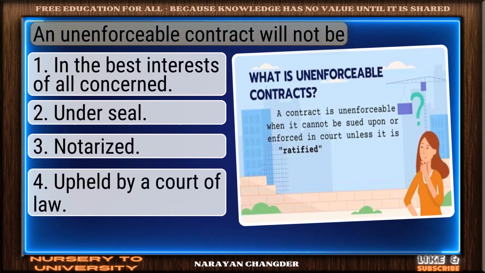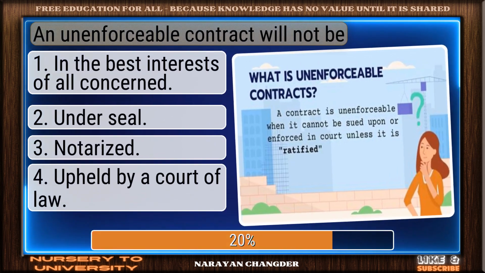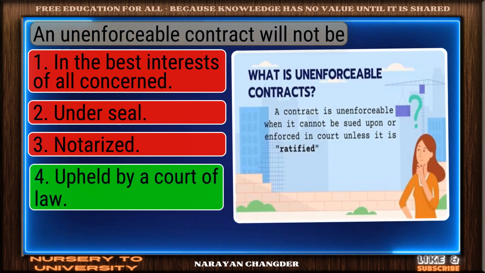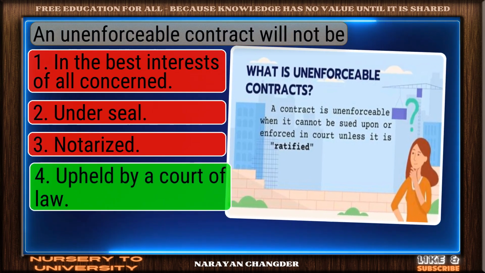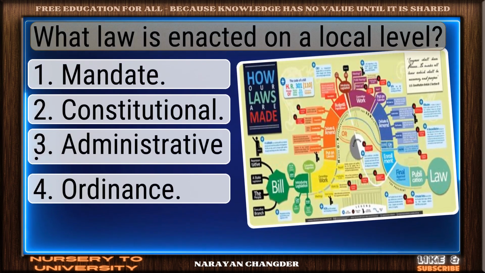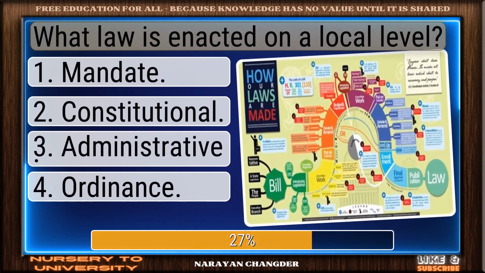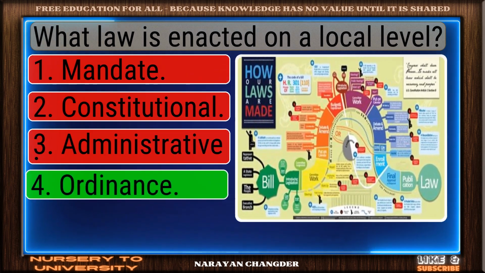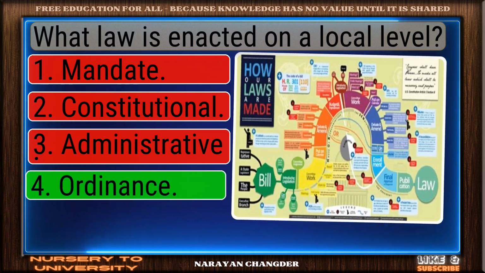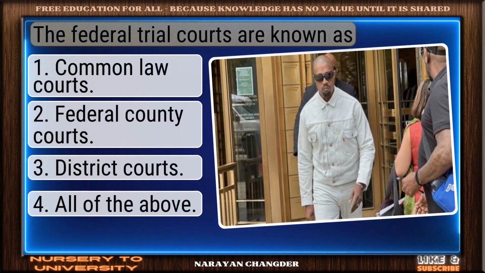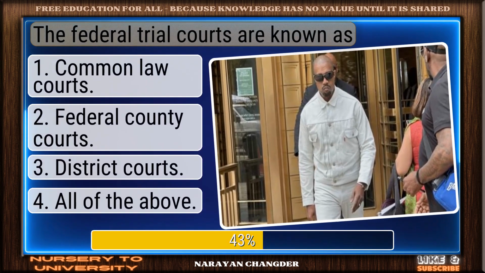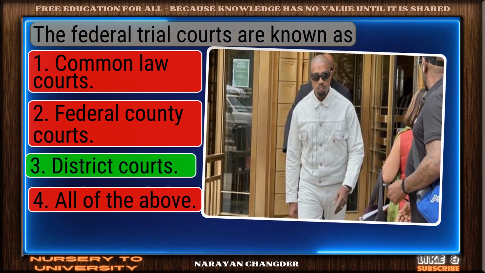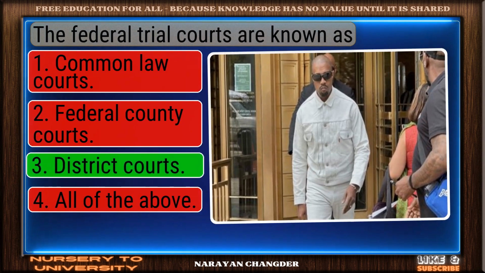An unenforceable contract will not be. Nicely done. Upheld by a court of law is a solid answer. What law is enacted on a local level? You're right. Ordinance is the correct answer. The federal trial courts are known as. Excellent. District courts is a brilliant choice.